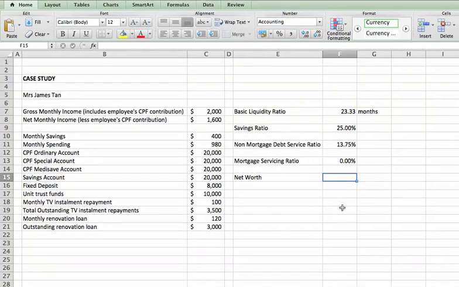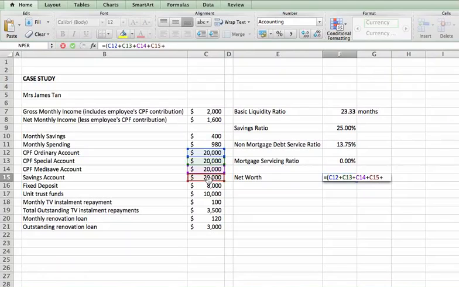Okay, finally, we look at her net worth. Her net worth is all her assets minus all her liabilities. Mrs. Jamestown has $20,000 in her ordinary account, plus $20,000 in a special account, plus $20,000 in a Medisave account, plus $20,000 in her savings account, plus $8,000 in her fixed deposit account, plus unit trust funds of $10,000. All these are her assets.